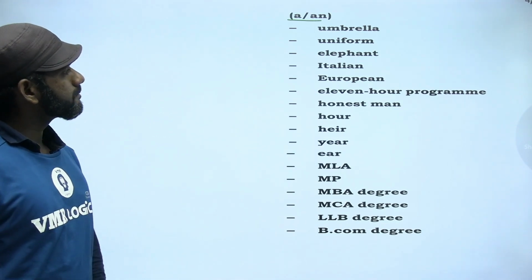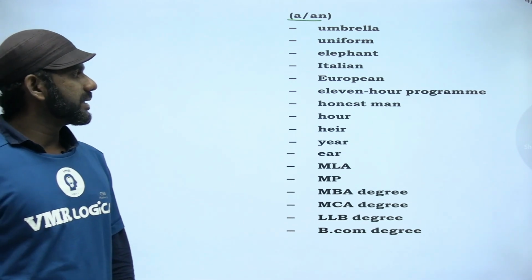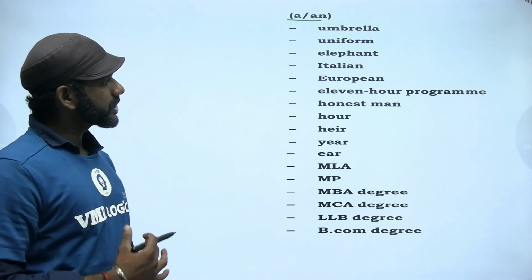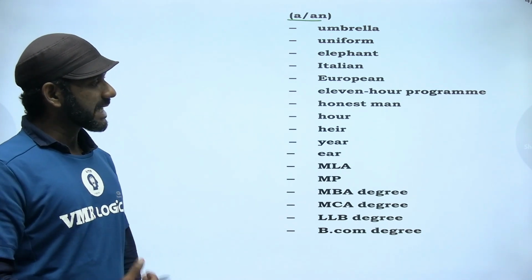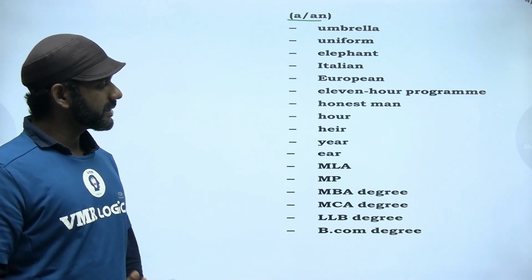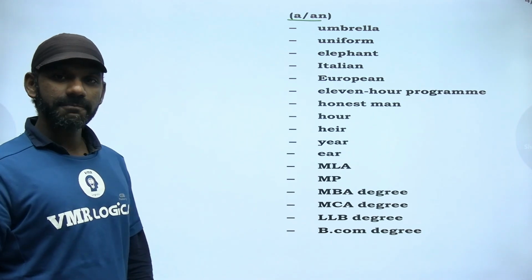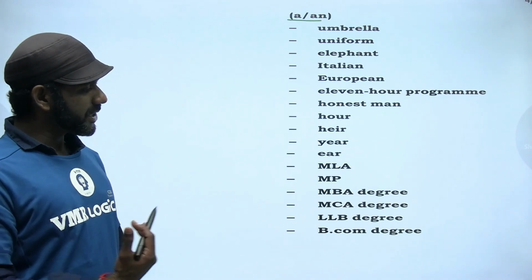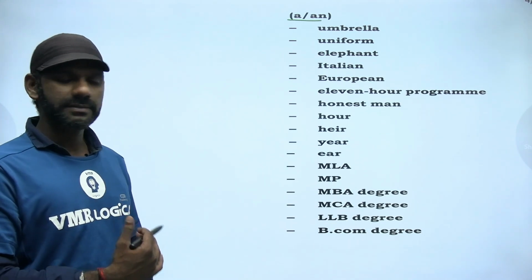Dash umbrella, dash uniform, dash elephant, dash Italian, dash European, dash 11-hour program, dash honest man, dash hour, dash air, dash year, dash MLA, dash MP, dash MBA degree, MCA degree, LLB degree, BCom degree.